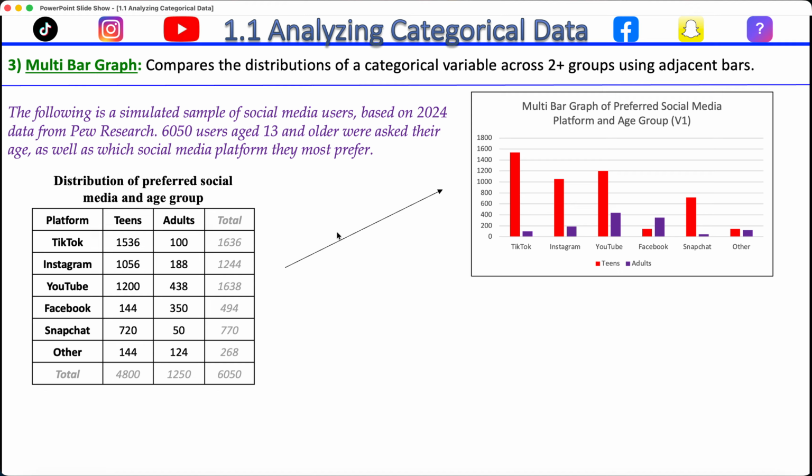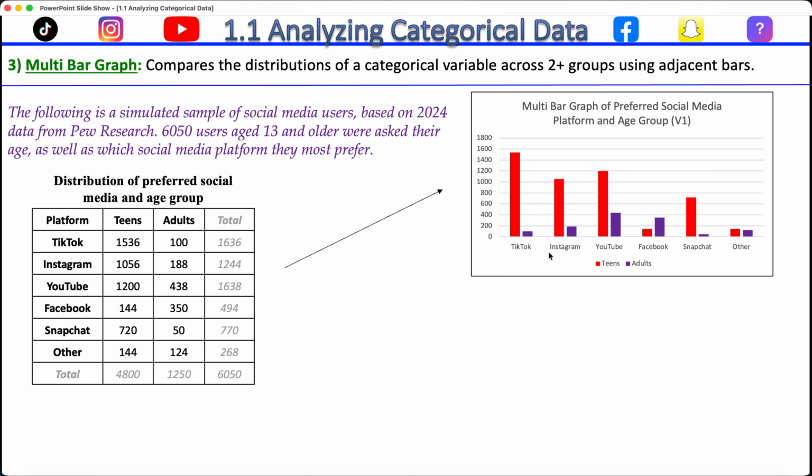I could do the same thing with Instagram and YouTube and Facebook, Snapchat, other, and it looks like teenagers outweigh adults in pretty much every category except Facebook. Again, no surprise. But that's still not super helpful because we know there's more teenagers in the study. So yeah, of course, the teenager bar is going to overcome the adult bar a lot of the time.